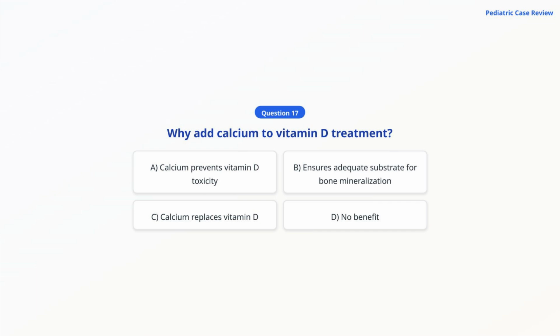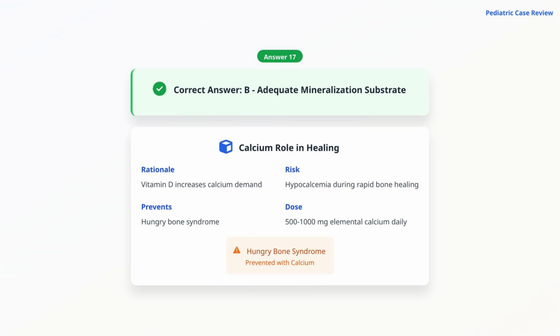Option A, calcium prevents vitamin D toxicity. Option B, it ensures adequate substrate for bone mineralization. Option C, calcium replaces vitamin D. Option D, there is no benefit. The correct answer is B, ensuring adequate substrate for bone mineralization.